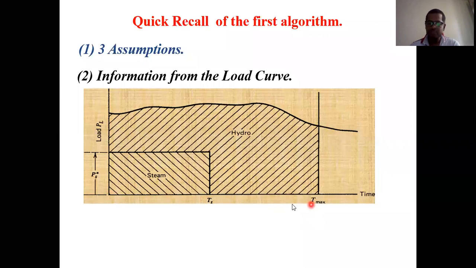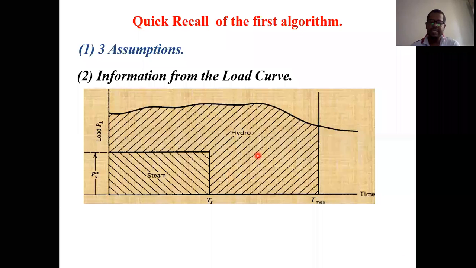From Ts to Tmax, only the hydro power plant is in operating condition. Once again, I'm repeating: from 0 to Ts, both power plants are in operating condition, the hydro power plant and, at the same time, the thermal or steam power plant. But after Ts, only the hydro power plant is operating. This is the information we can get from this load curve.